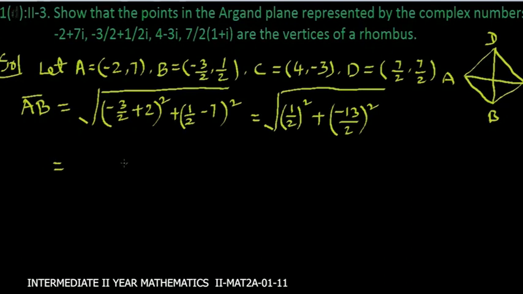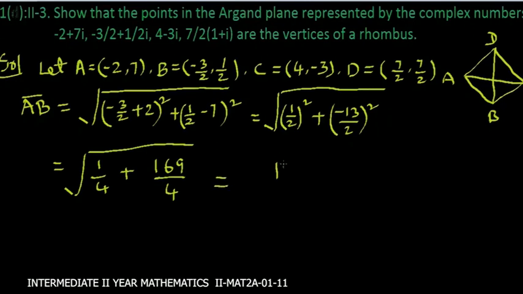One by 2 whole square is 1/4. 13 square is 169 by 4. 169 plus 1 is 170 by 4. So AB length is the square root of 170 by 4.